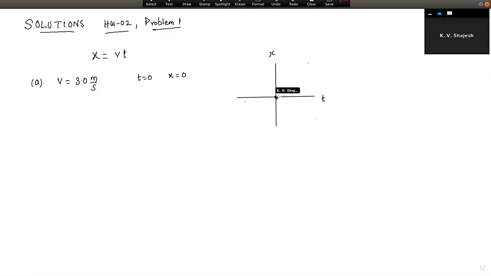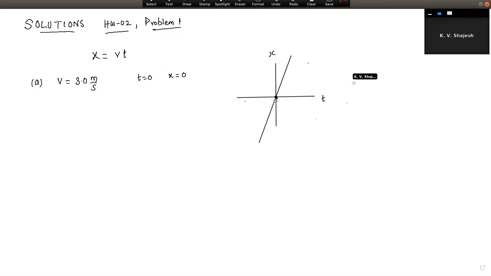So that's a straight line, and I stretch this out. So that's your motion x equal to vt.